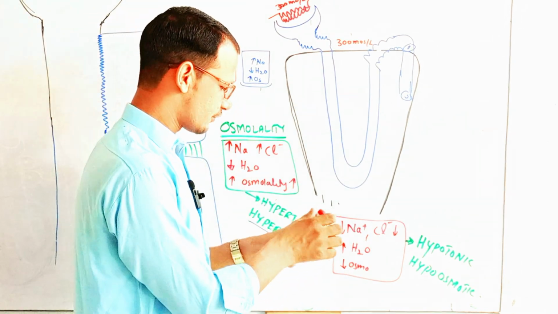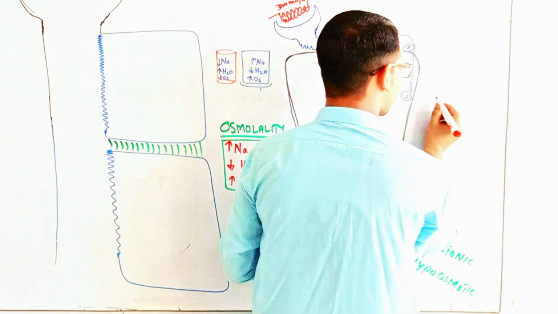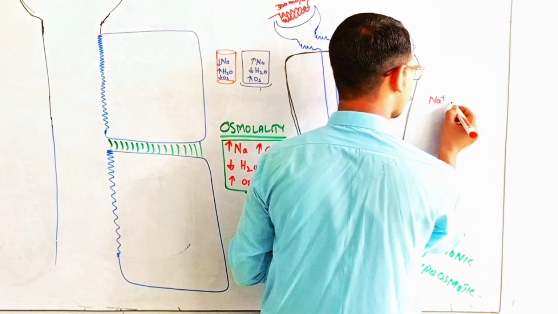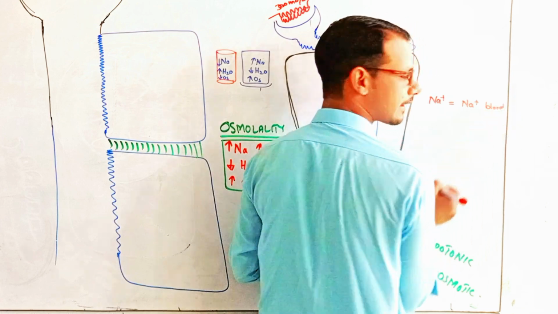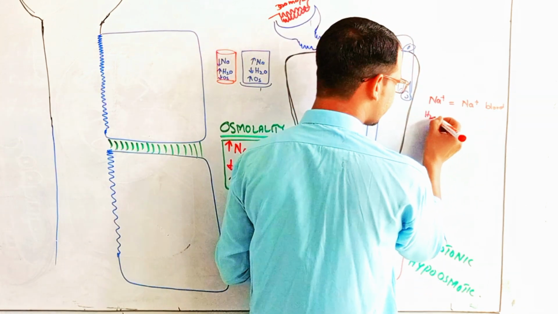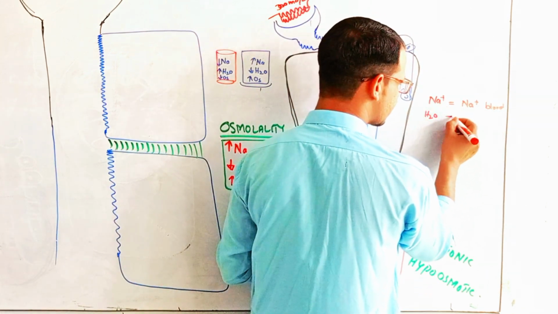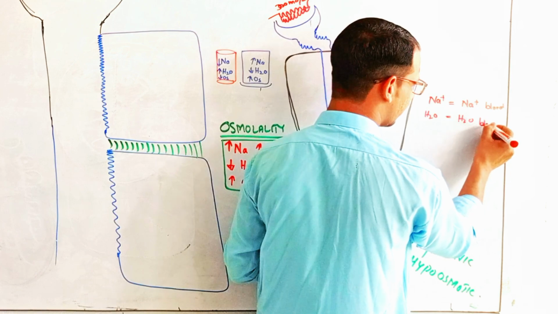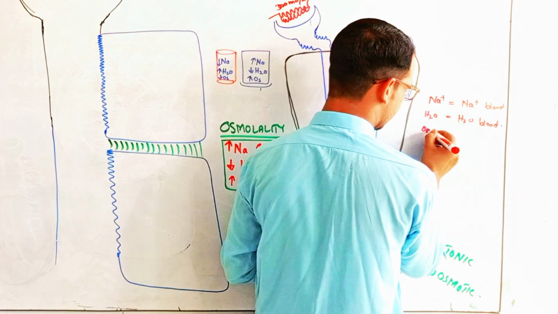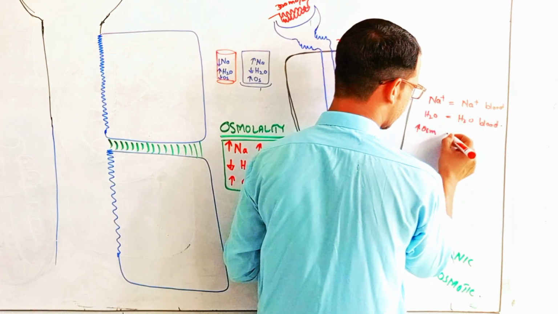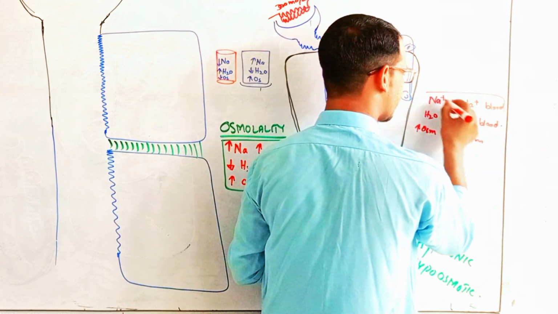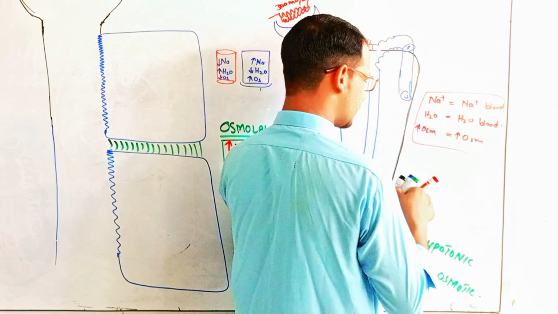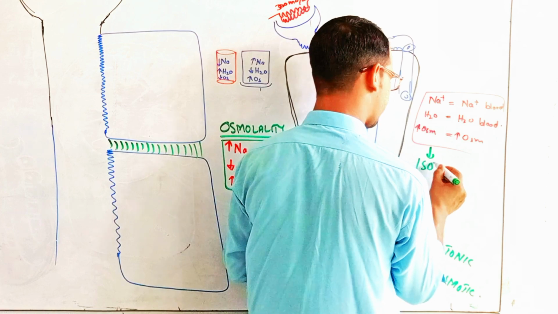And the next one is, for example, the sodium concentration is equal to the sodium concentration in blood, right? The water concentration in the solution is equal to the water concentration in blood. It means that the osmolality of the solution is equal to the osmolality of blood. This type of solution is called an isotonic solution.